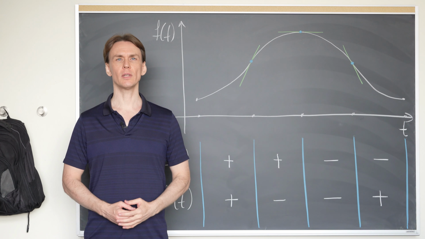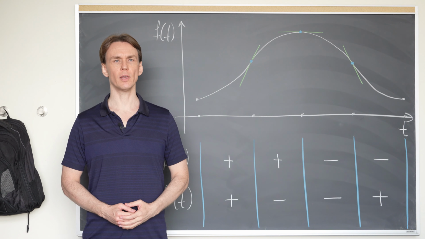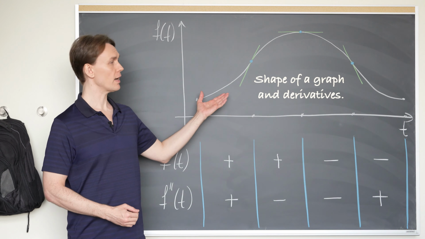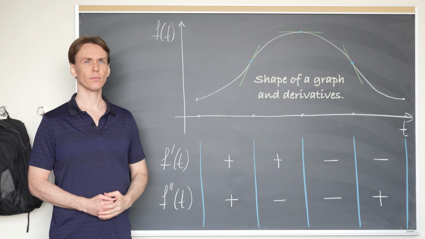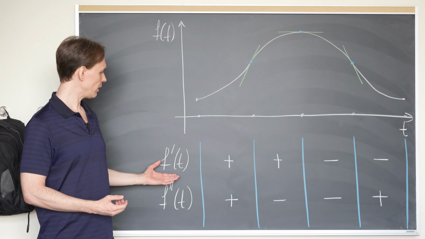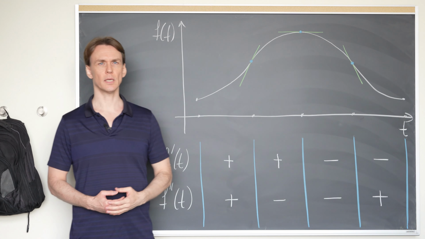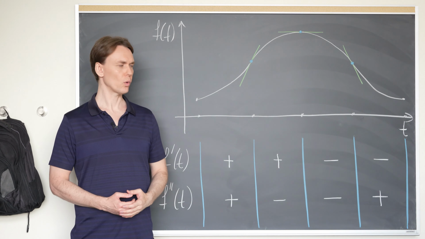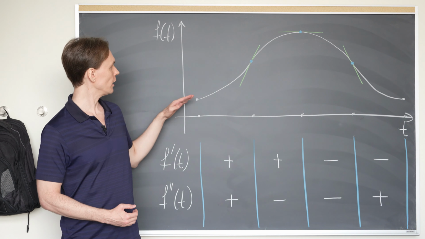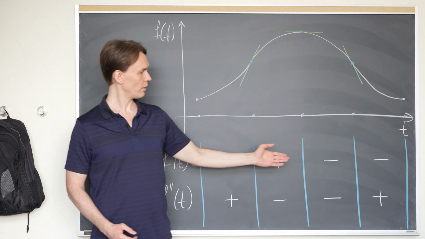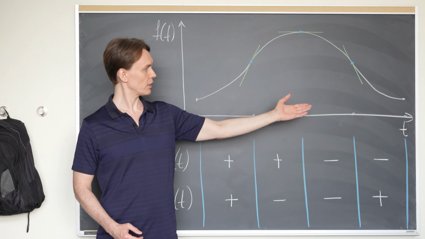In this video, we will summarize the relationship between the shape of a graph of a function and the first two derivatives of this function. So first of all, the derivative of the function represents its rate of change. So if the derivative is positive, that means that the function is increasing, and when the derivative is negative, that means that the function is decreasing.